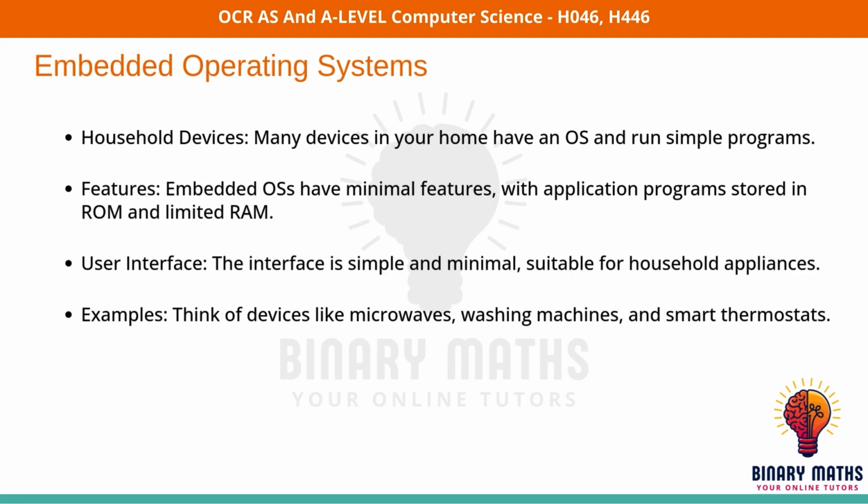Next, we have embedded operating systems. Many devices in your home have an OS and run simple programs. Embedded OSs have minimal features with application programs stored in ROM and very limited RAM. The user interface is simple and minimal, suitable for household appliances. Examples include devices like microwaves, washing machines, and smart thermostats.